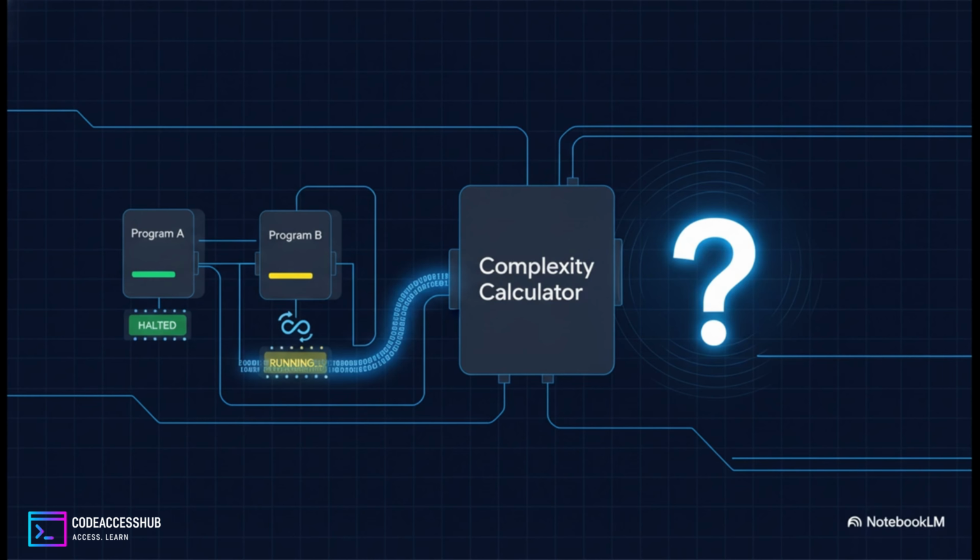To find the shortest program, you'd have to test every program shorter than your string. Some of those will run, print something, and stop. But some might just run forever in an infinite loop. And you can never know for sure if a program is just taking a long time or if it's going to run for all eternity. You can never be certain you found the true shortest one.